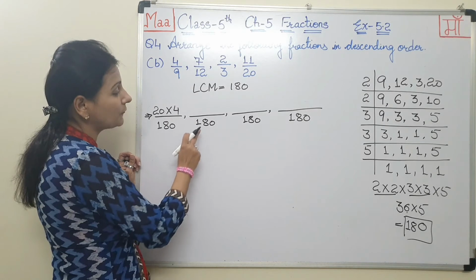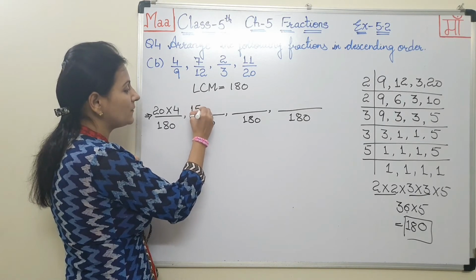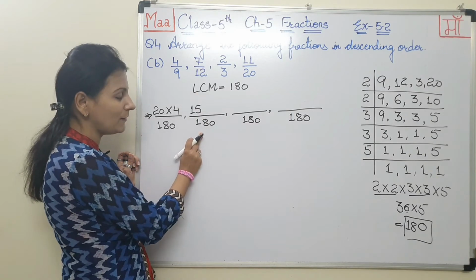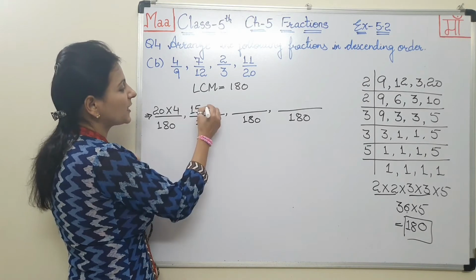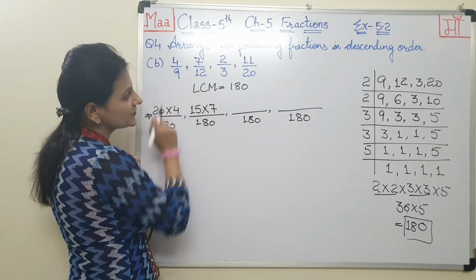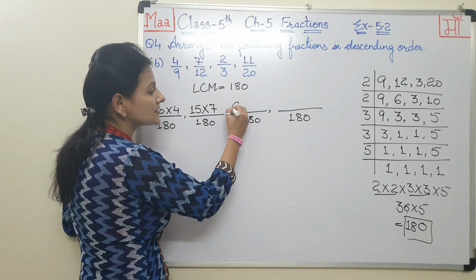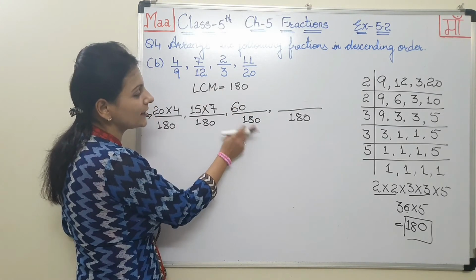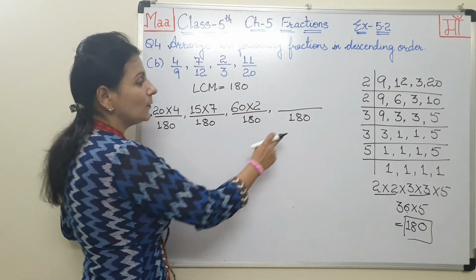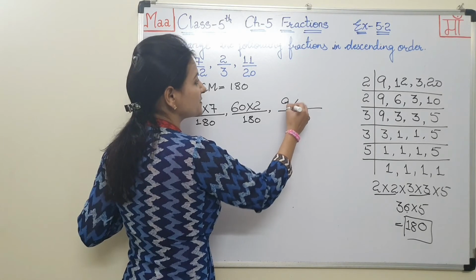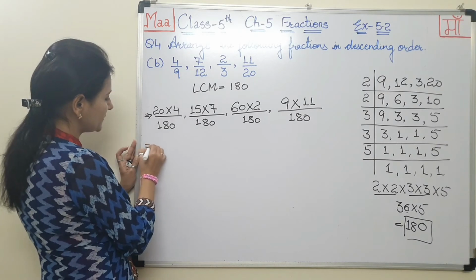Then in the table of 12, 180 comes 15 times. 12 into 15, because 12 ones are 12, 6 carry over, 12 fives are 60. 15 multiplied by numerator 7. In the table of 3, 180 comes 60 times, because 3 6s are 18 and then 0. 60 will be multiplied by 2. Then in the table of 20, 180 comes 9 times. 9 multiplied by 11. Now, multiply it in the next step.